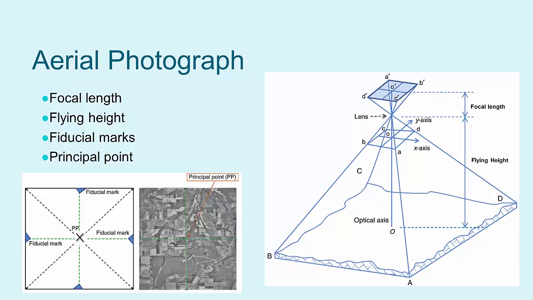Fiducial marks are at the centers of the four sides of an aerial photograph. The principal point is the center of the photograph, which is also the intersection of the lines connecting two opposite fiducial marks. It is the point on the ground where the optical axis of the camera points.